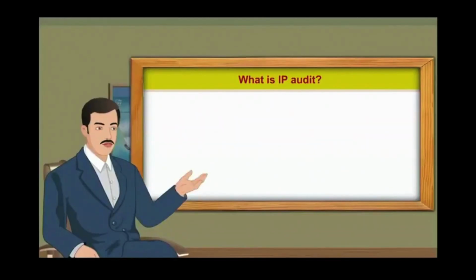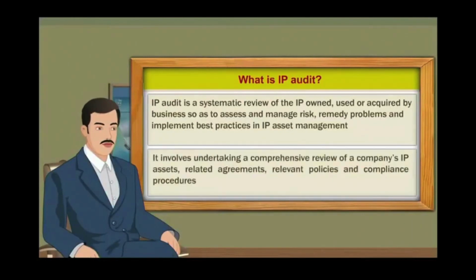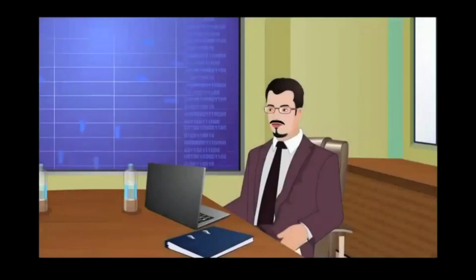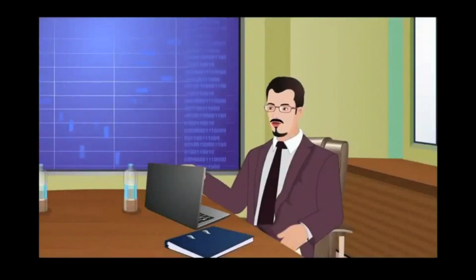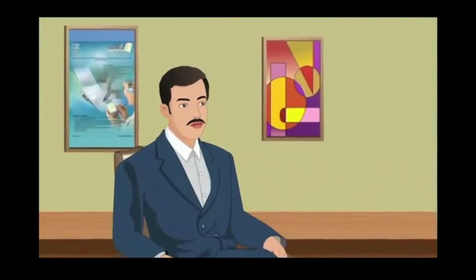What is IP audit? IP audit is a systematic review of the IP owned, used, or acquired by a business so as to assess and manage risk, remedy problems, and implement best practices in IP asset management. It involves undertaking a comprehensive review of a company's IP assets, related agreements, relevant policies, and compliance procedures. It seems an interesting concept. Can you explain it a little more? Sure. I will explain to you the other dimensions of IP audit.